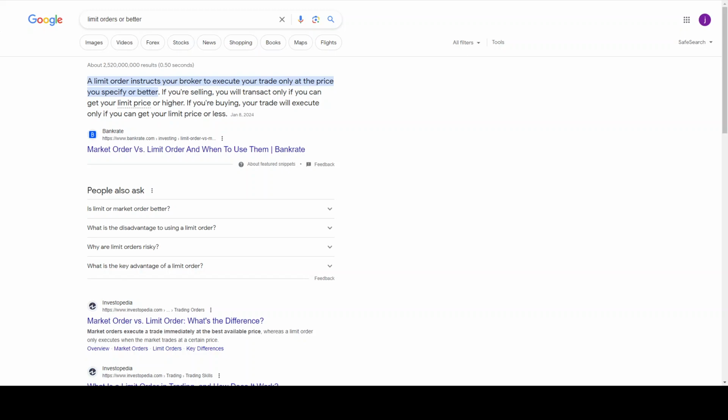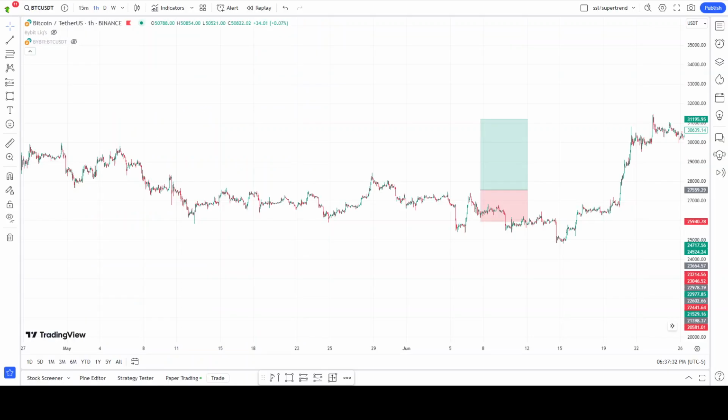What that means is if your current price would make more money than your entry price, the limit order will execute as a market order and trigger at the current price.